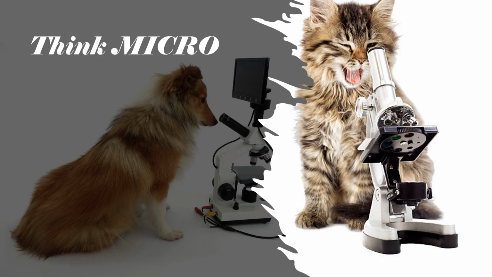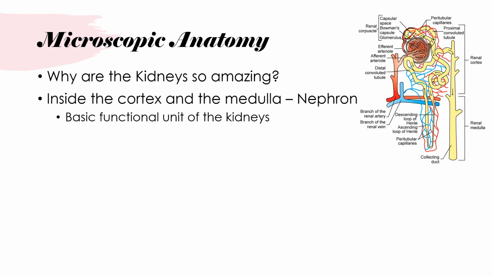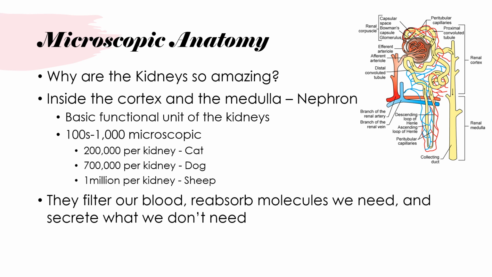Think microscopically. Let's get small. Okay, the microscopic anatomy. So why are the kidneys so amazing? Well, they're amazing because they have this cool thing called nephron, okay? And it's the basic functional unit of the kidneys. Now, it's not like they have one nephron. No, no, no. You have millions of nephrons. A cat has about, per kidney, 200,000. Dog has 700,000. And a sheep, it has like 1,000,000 per kidney. It's pretty impressive.